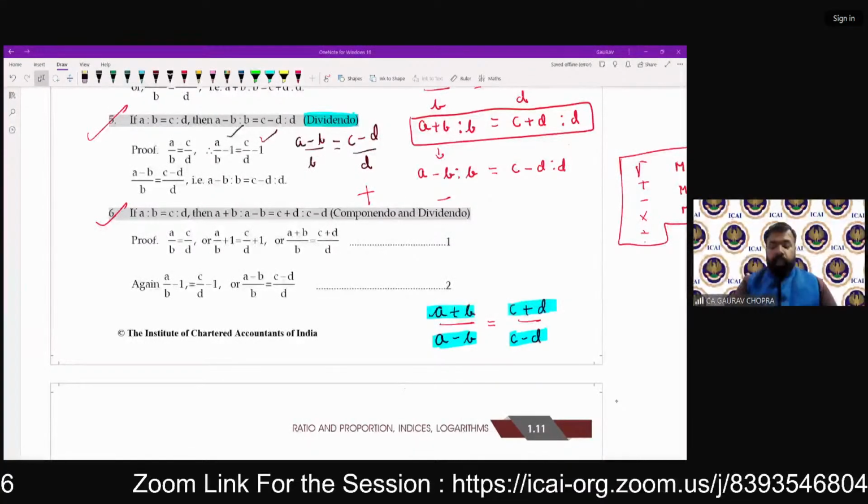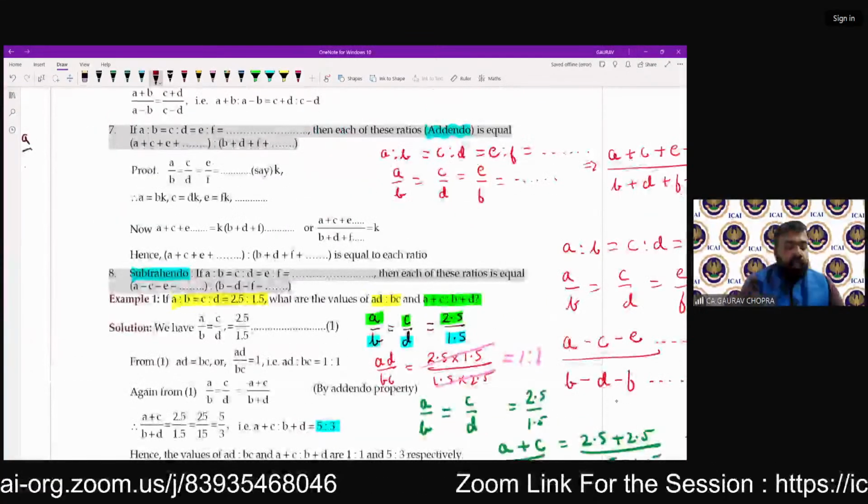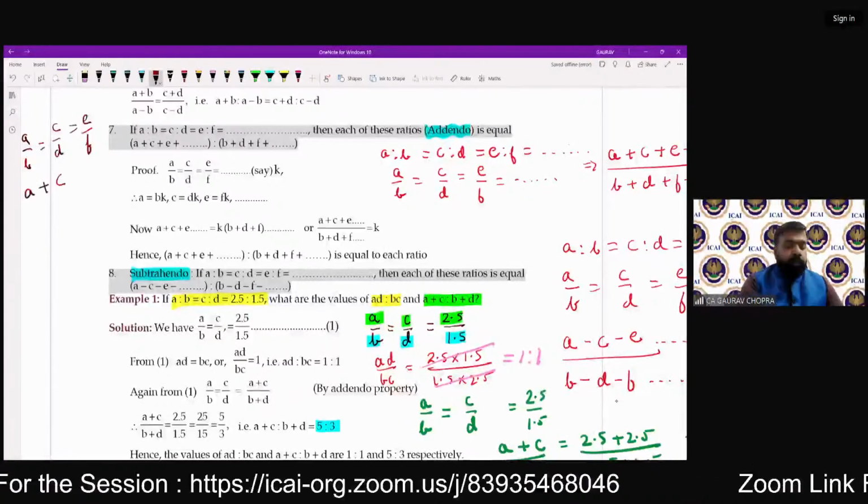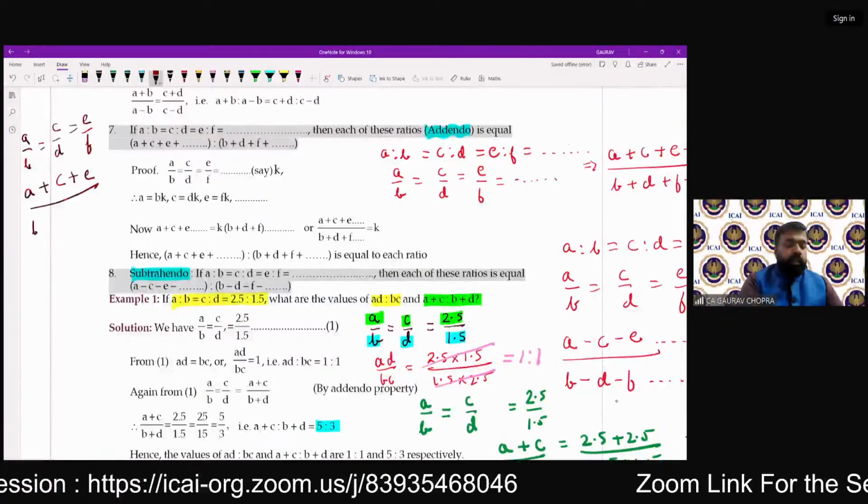Then if there are multiple ratios given, and you have to add all the numerators and divide by all the denominators, then it is known as addendo. Let's say A by B is equal to C by D is equal to E by F. So all these ratios are given. If you apply addendo, addendo means add all the numerators divided by all the denominators. So your result will be A plus C plus E divided by B plus D plus F. So in this way, you can write addendo.